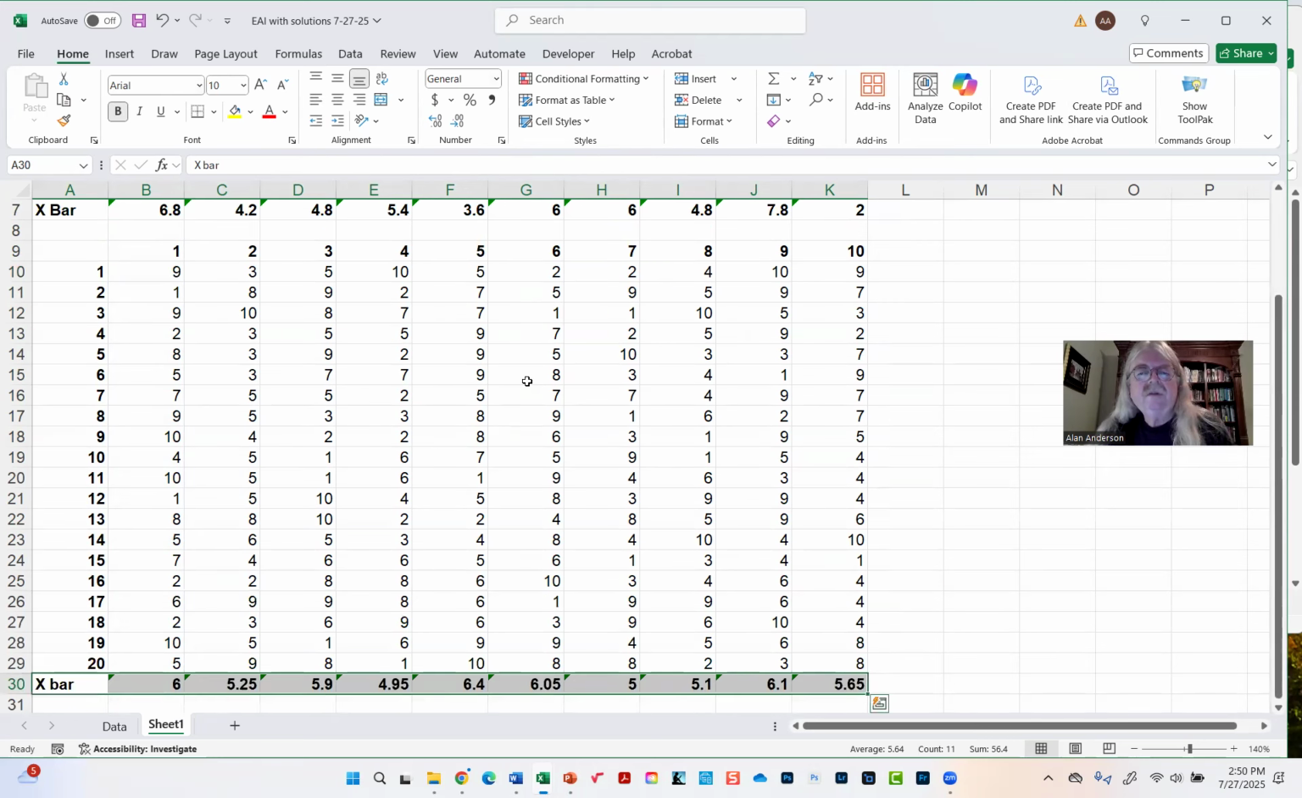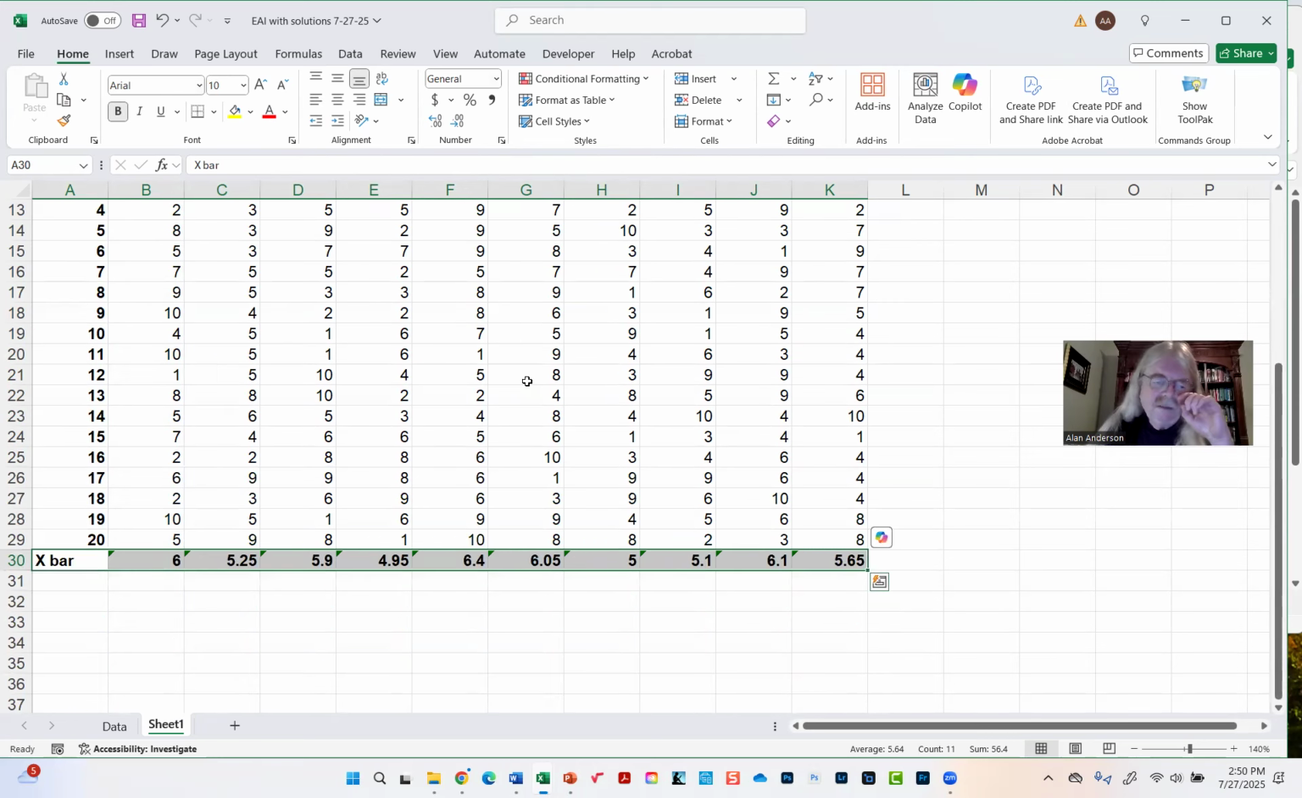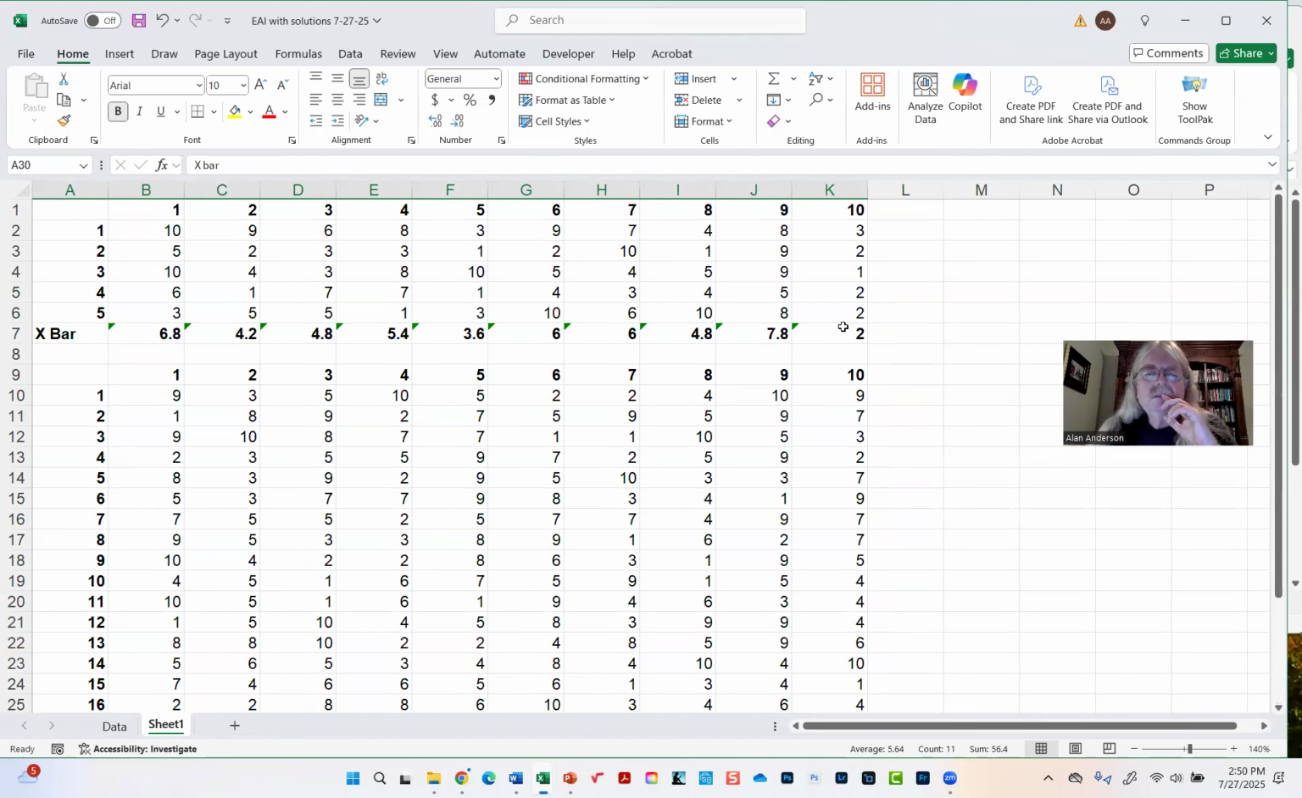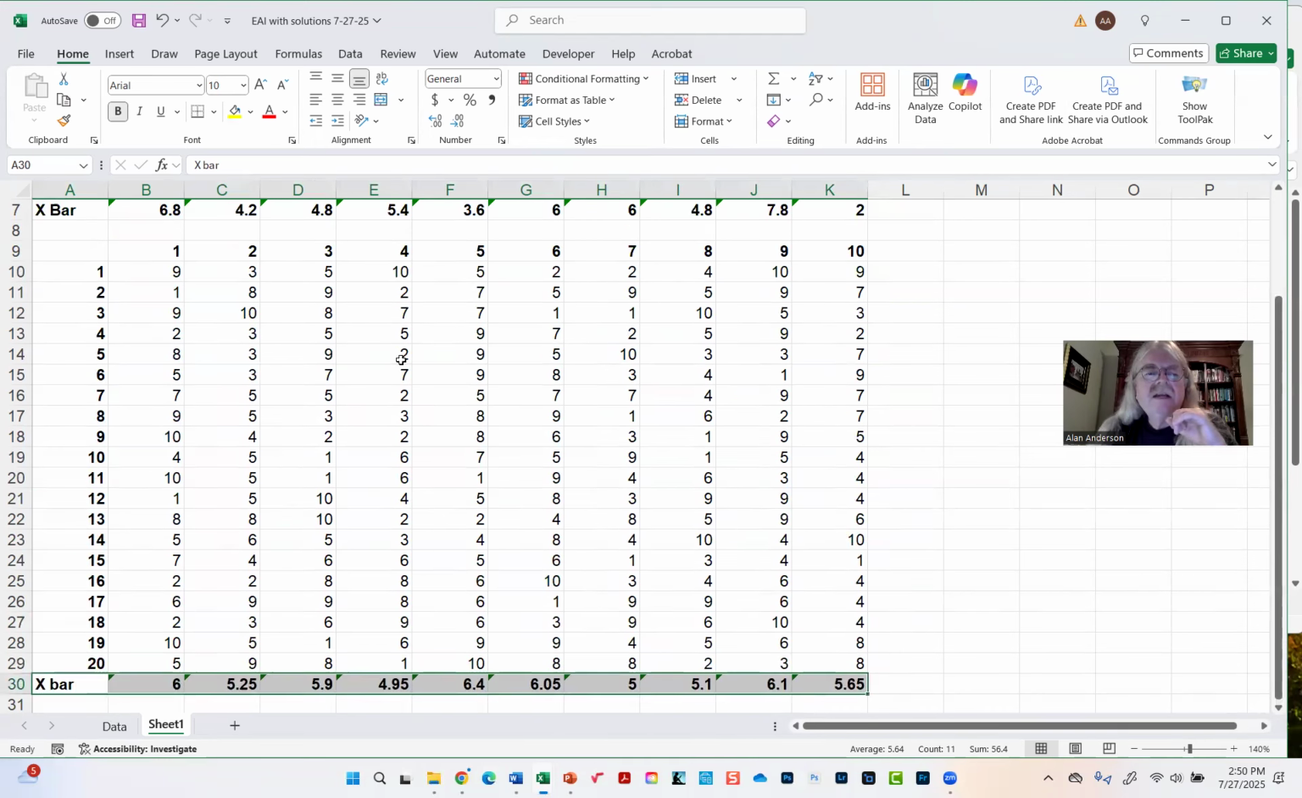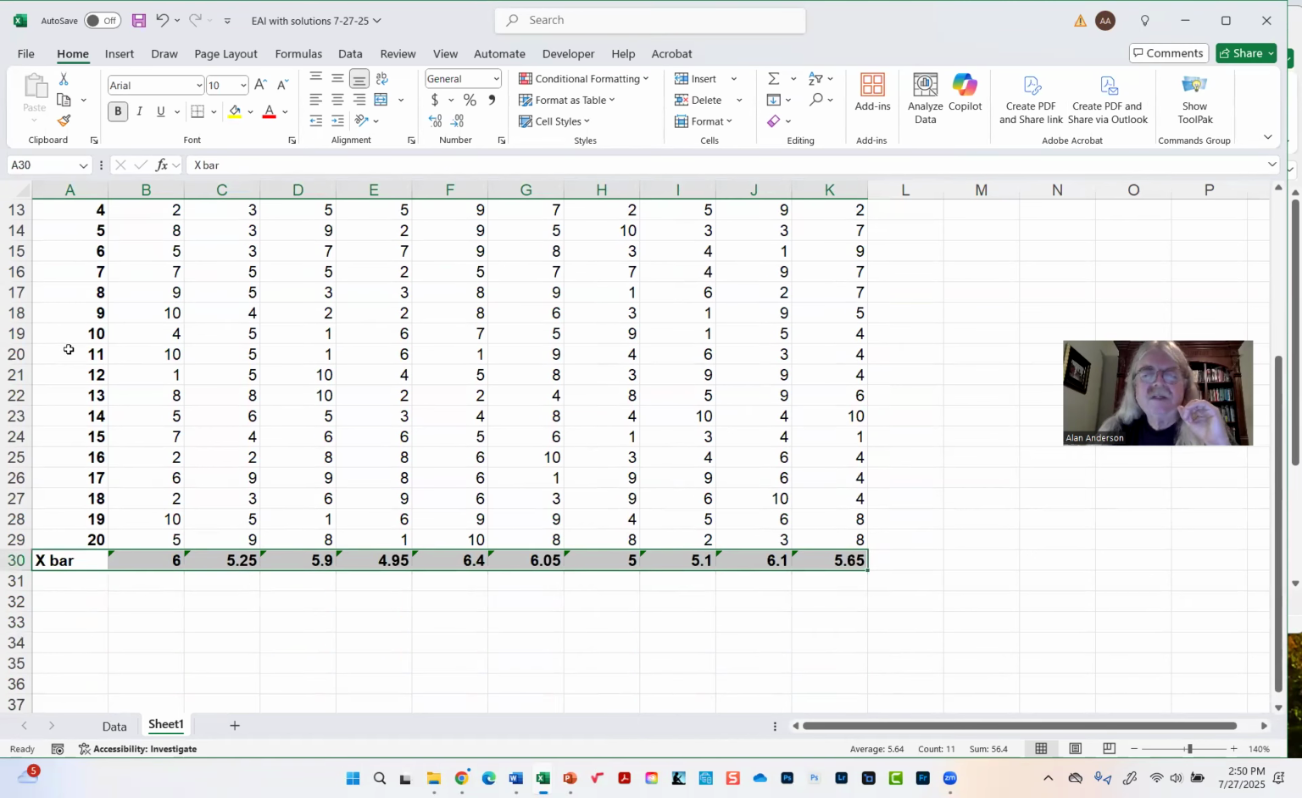So, even without creating a histogram, it should be clear. Look at these numbers. They're all hovering right around 5, maybe 6. Up here, they're a little bit more volatile. They can be as little as 2 or as high as 7.8 and everything in between. If I were to now have as my sample size 50 or 100, these X bars would keep getting closer and closer and closer to each other.